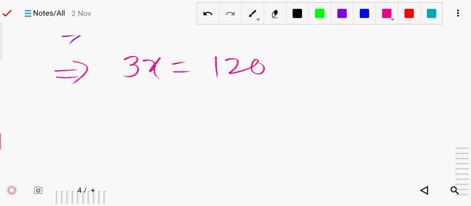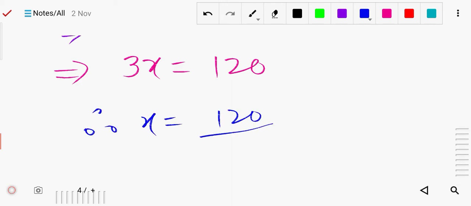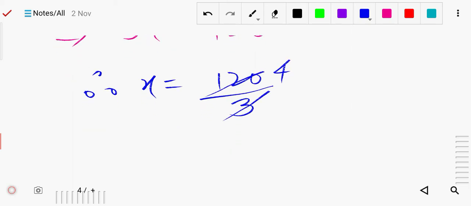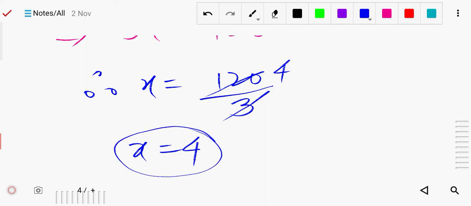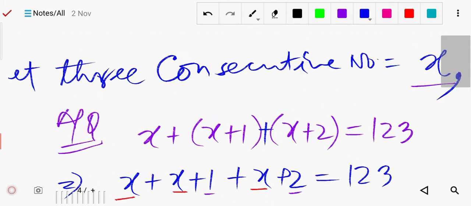Now we can find the value of x. So x equals 120 by 3. You can divide, so 4 times. Okay, so the value of x is 4. We got the value of x, which is 4. Now we can write the first number, second number and third number.